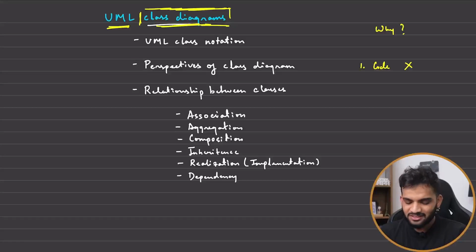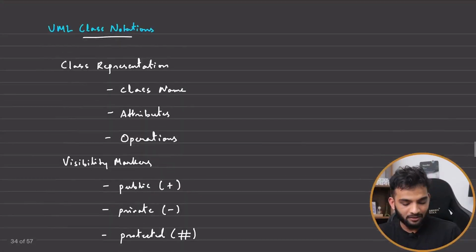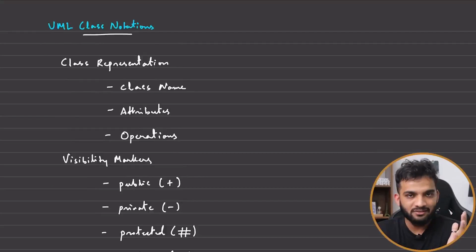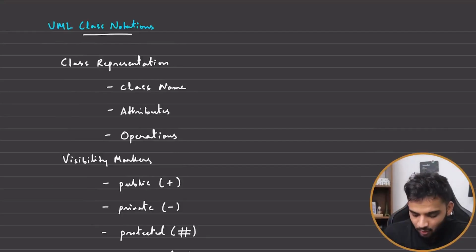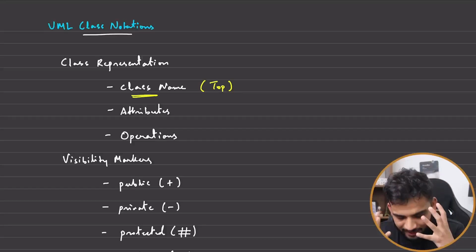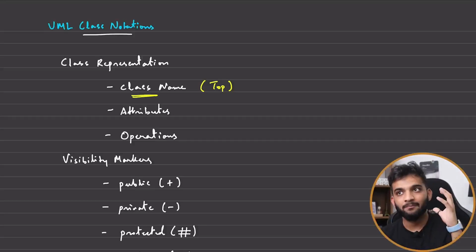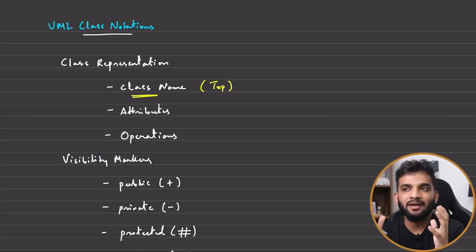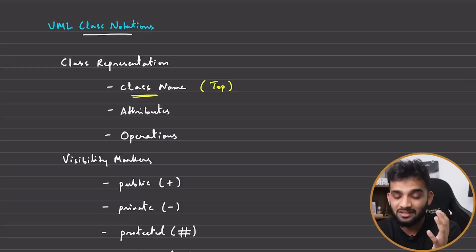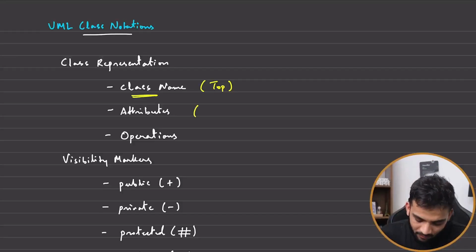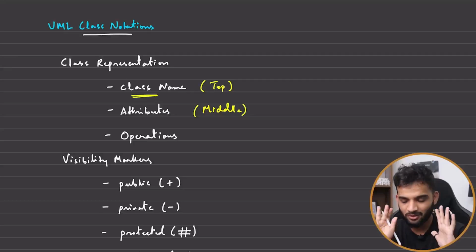Perfect. So the first thing that we will be learning is the class notation. Okay, what is that? We have classes, right? How do we represent classes to the stakeholders? The way is, we write the class name in the top compartment. What is a compartment? I'll explain. We write the attributes, like the data, like the variables, something like a string value, something like a string name, something like a double price. All of these are attributes. Now that will form the middle compartment.